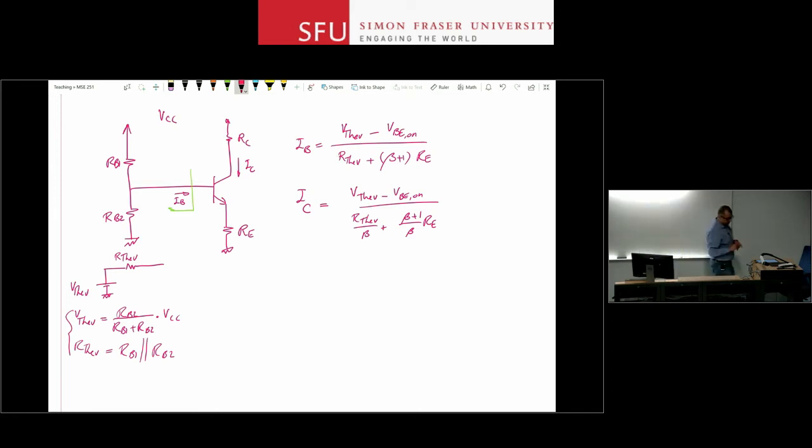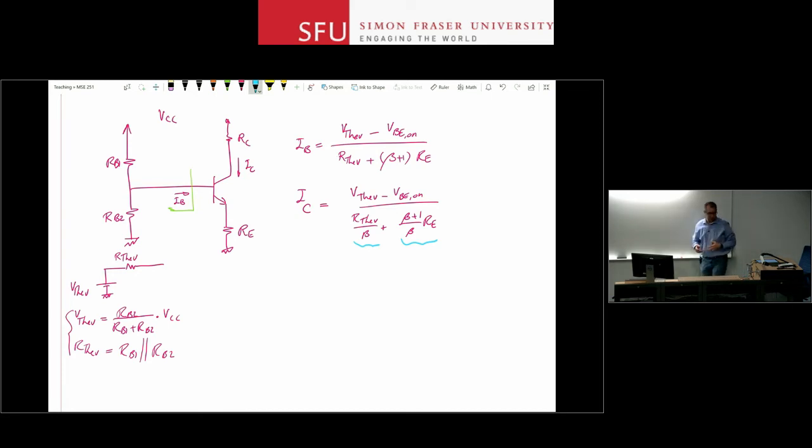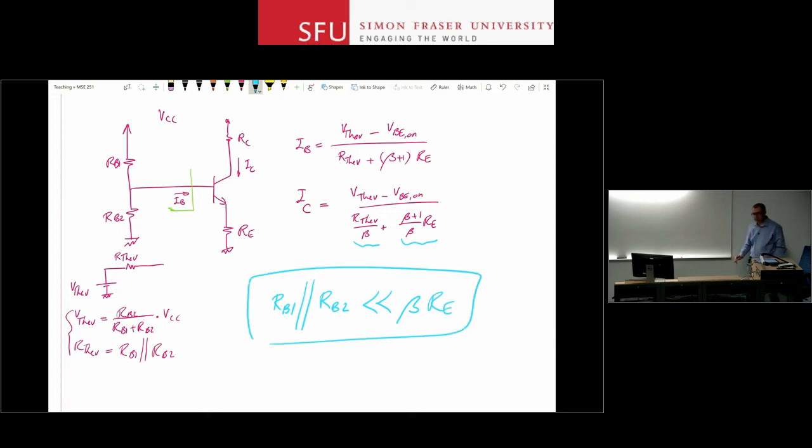So if beta changes, you have two terms that are affected by it, this one and this one. And if you want the circuit to be very insensitive to changes in beta, you just make sure that R Thevenin divided by beta is much smaller than RE. What does much smaller mean? A factor of 2 or 3 smaller is all that you need. So the other way of looking at it is that RB1 in parallel with RB2 should be much less than beta RE, right? And this is not a hard condition to meet, right?